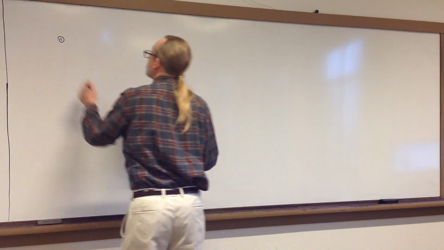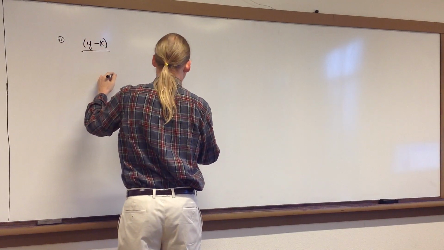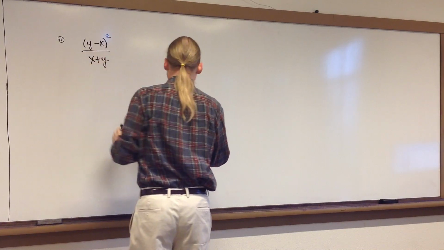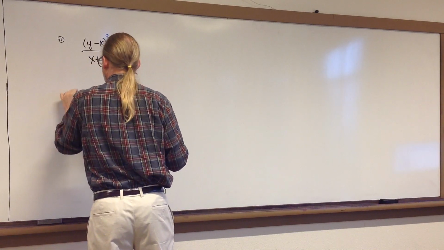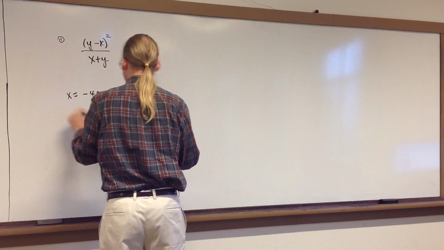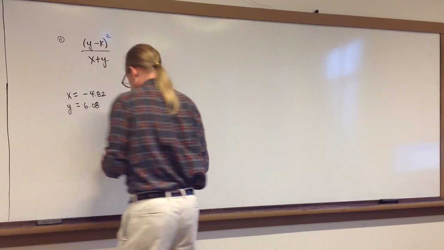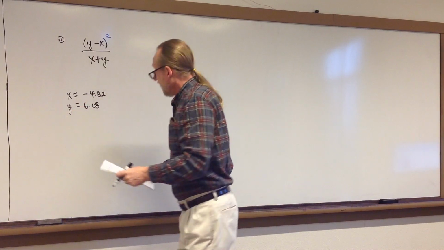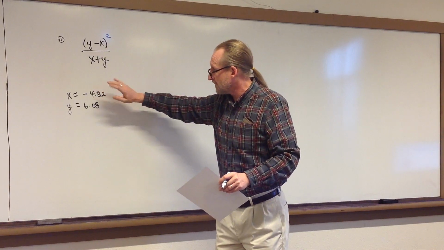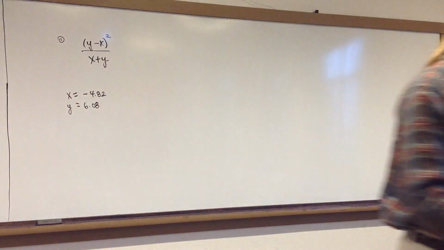Problem 1 is a substitution problem. We've got this expression, y minus x squared in the numerator, x plus y in the denominator, and we know that x is negative 4.82 and y is positive 6.08. And so we want to evaluate this expression for these values of x and y, and then at the end, round our answer to the nearest hundredth.